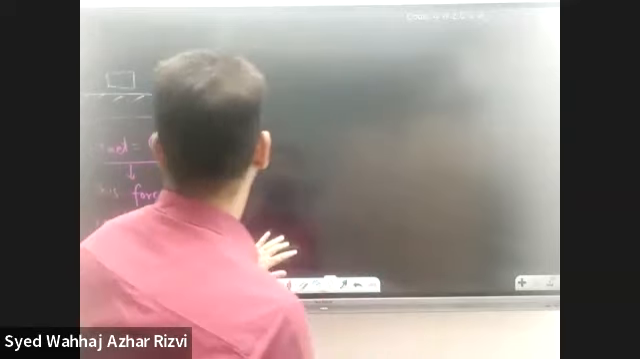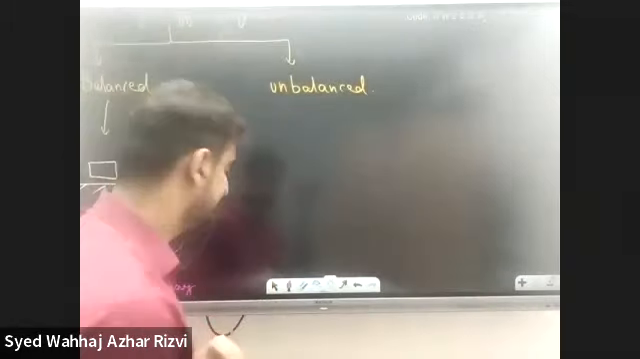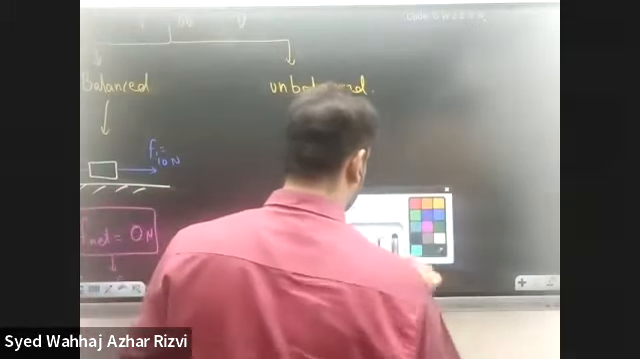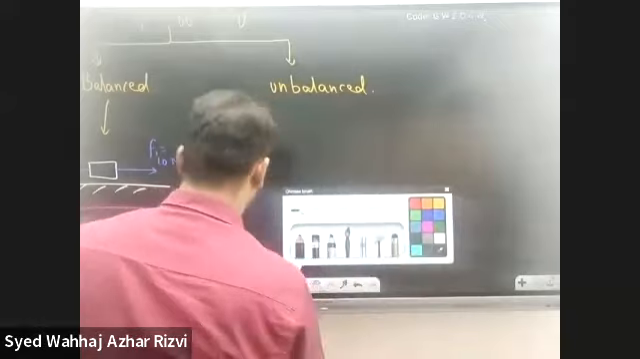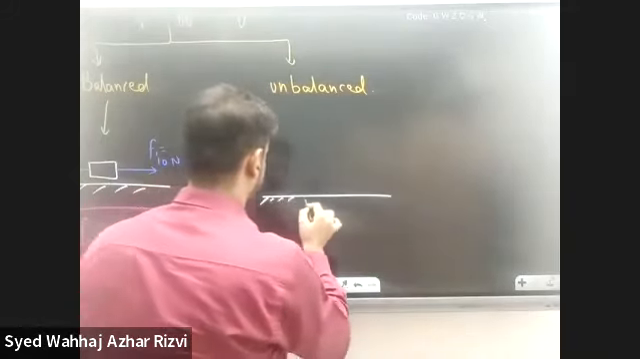The second type of force that we are having is unbalanced force. What is an unbalanced force? Let's start with an example, the kind of example that we had started with earlier. So let's take this ground. We have this ground.